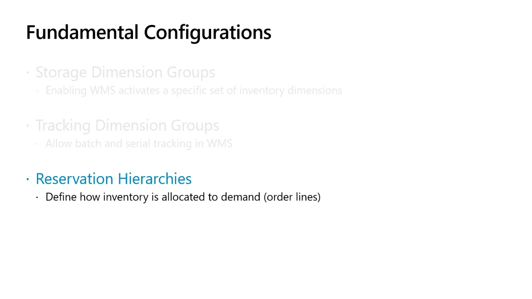And then the reservation hierarchies. These are very important, and they define how our inventory is allocated to demand based on our set of inventory dimensions that were activated in our storage dimension group. They also relate to the tracking dimension group in that if you have active tracking dimensions, such as a batch or a serial, those dimensions should also be included in your reservation hierarchy, so that warehouse management knows how to allocate the inventory based on those dimensions as well.